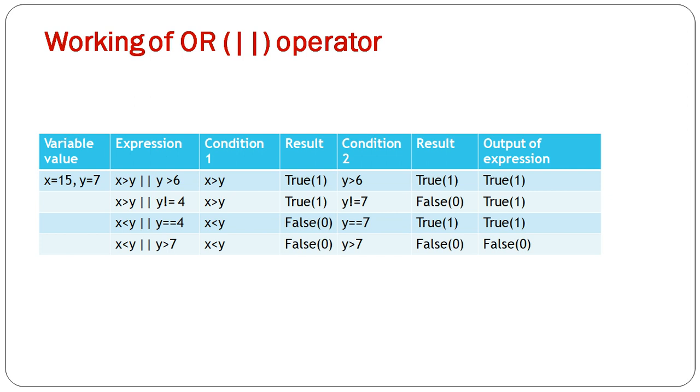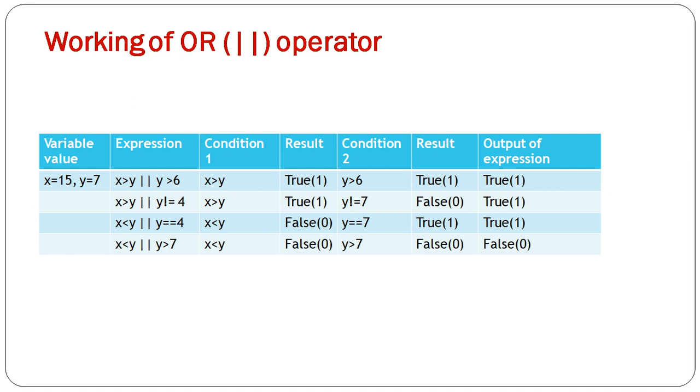Next, x less than 7, that is 15 less than 7. So the first expression is false. Second one, y equal to 4, that is 7 equal to 4, which is also true, because we have assigned the value as 4. So the condition output is true.